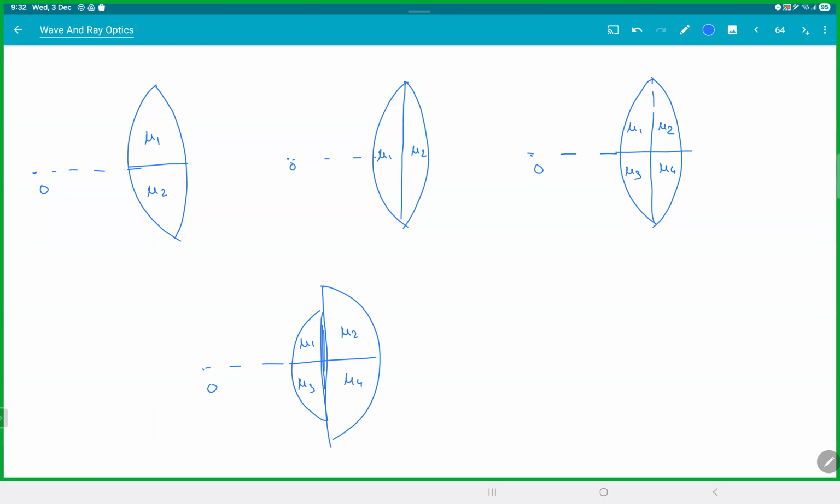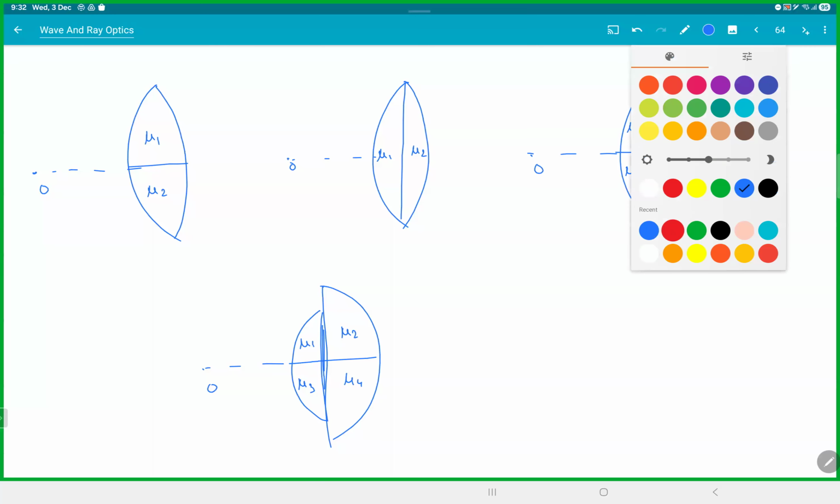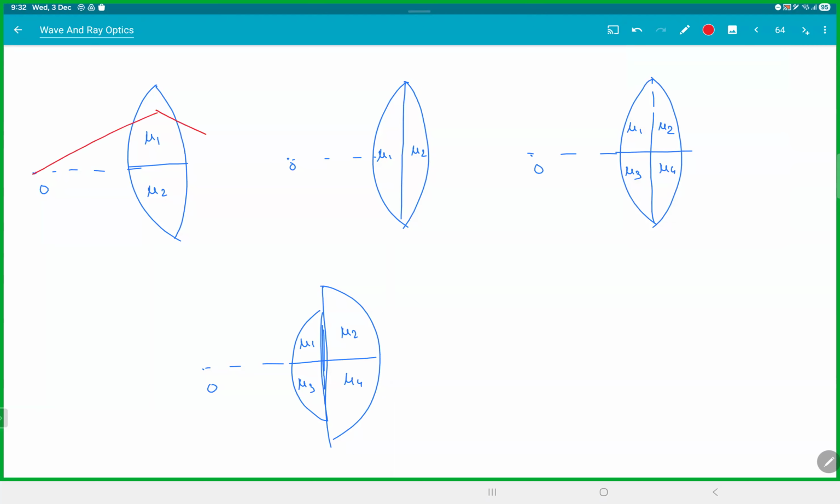Because remember this, each small part of a lens behaves like a complete lens. If a lens is made of 10 different pieces, then you get 10 different images. So in this case, the light rays which go up will meet somewhere here. The light rays which go to the bottom will meet somewhere here. You get 2 images.